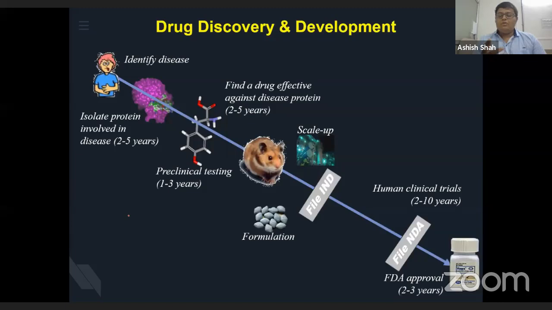That whole portion requires years of effort. You can see that for isolation of protein alone you need 2 to 5 years. If you take a mean of all these steps, it requires an average of 10 to 15 years to develop one new drug. So it is a very tedious task to bring one drug molecule to the market.